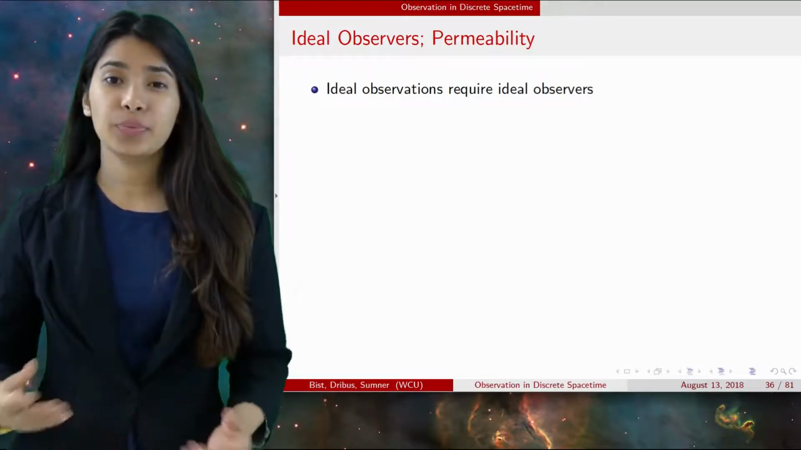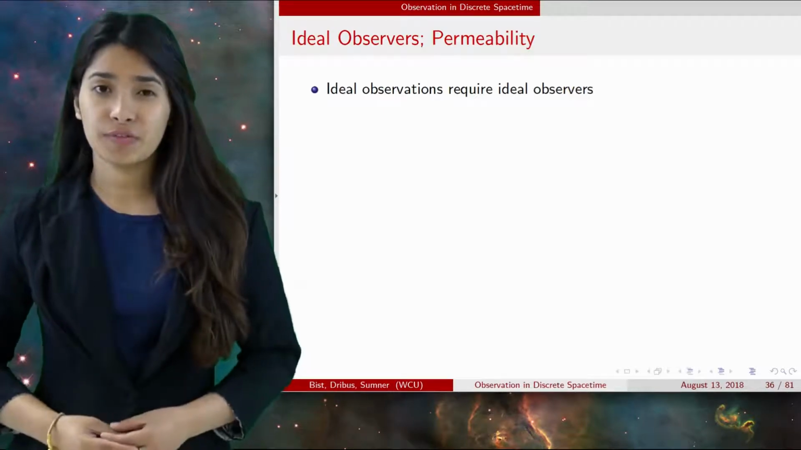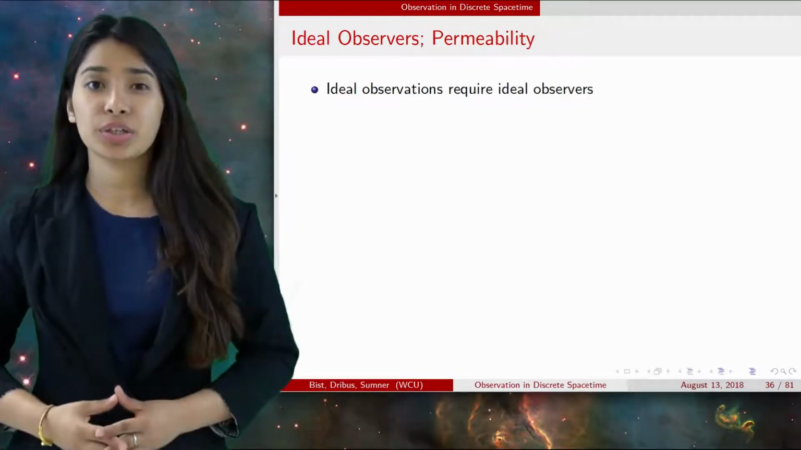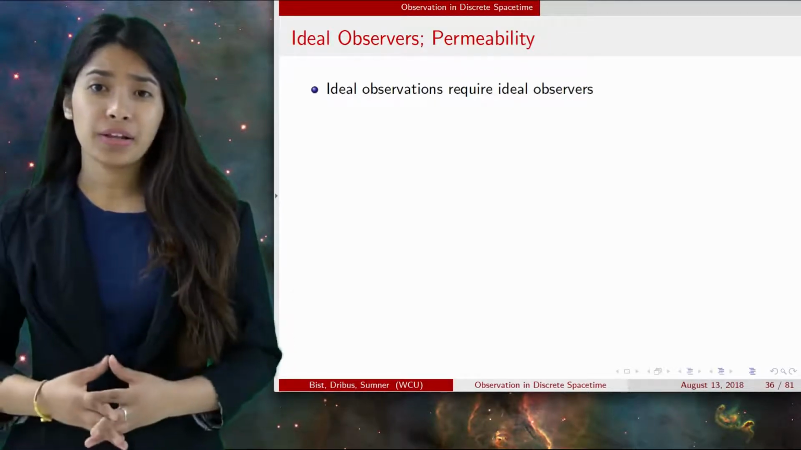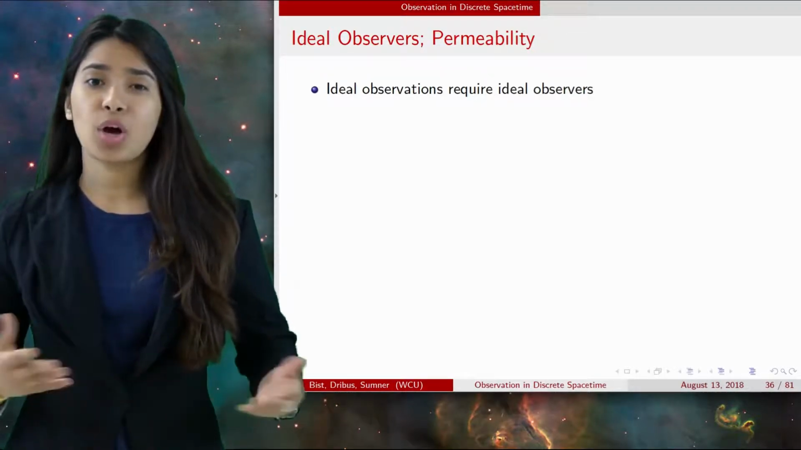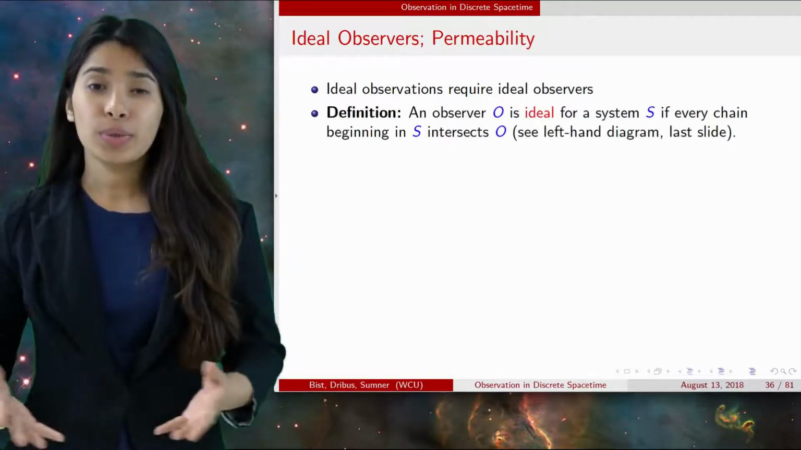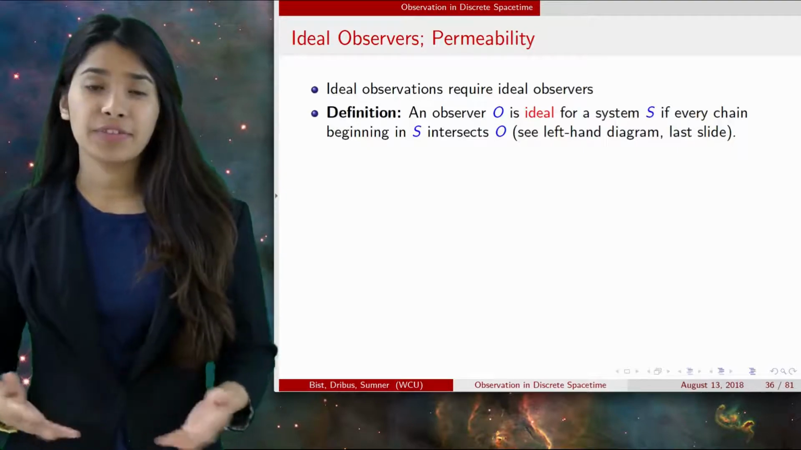From the previous slide, we know that we should look at the future of the observed system and somehow arrange that the observer contains an appropriate section of that future, analogous to a Cauchy surface, which will intercept all the information flowing to the future. For the definition of an ideal observer, we simply insist that O should have this property.